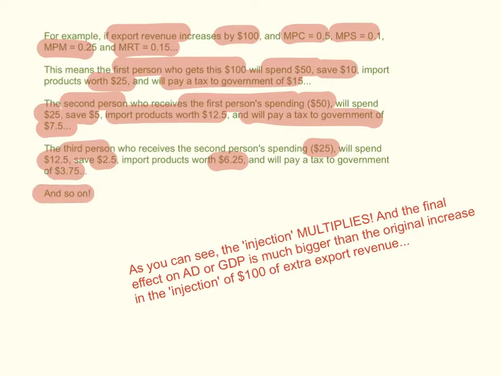You can see that consumption spending eventually will increase by more than that initial $100. As you can see, the injection multiplies, and the final effect on AD or GDP is much bigger than the original increase in the injection of $100 of extra revenue. So how do we calculate that final effect on aggregate demand or GDP? We use the multiplier, which is the next slide.